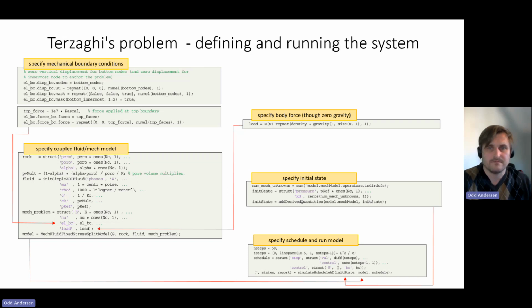the mechanical problem. A note here on the middle in this second block that the pore volume multiplier is set to be consistent with the chosen poroelastic parameters, according to the formula we saw a few slides ago. The initial state sets 0 fluid pressure and 0 initial displacement. And we specify a schedule, which defines time steps, and then run the simulation on the lower right side with simulate schedule AD.